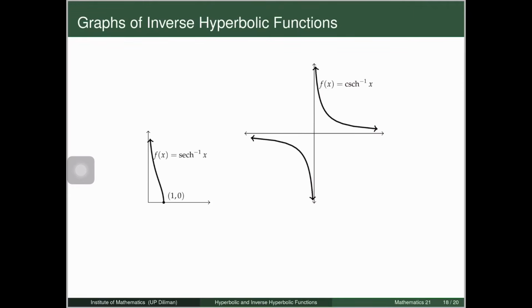So dito tayo kay sech inverse x at saka csch inverse x. So the limit of sech inverse x as x approaches 1 from the left at ang limit ng csch inverse x as x approaches negative infinity, meron kaya silang pagkakapareho? So kay sech inverse, punta ka kay 1 from the left. Kay csch inverse, punta ka kay negative infinity. So ang sagot kasi parehas equal to 0.